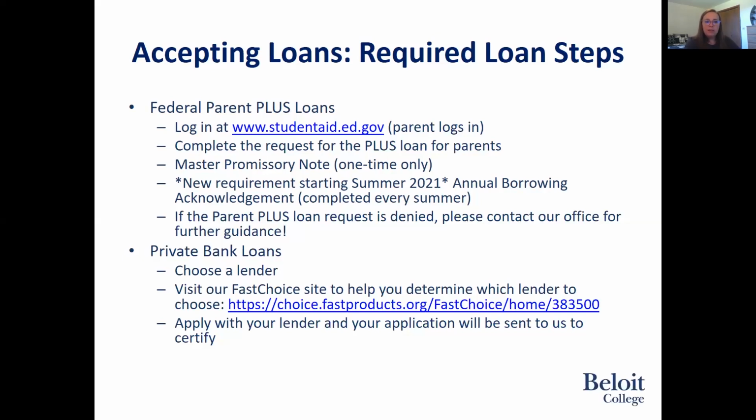Backing up a little bit, if you are completing the request for the PLUS loan and you are approved and you want to borrow the loan, you will then complete the master promissory note. And then parents, you will actually fill this out every summer. So you'll fill it out every year. It's based on credit every year, so it's not an automatic one-time loan application. You do have to actively seek it out every summer.